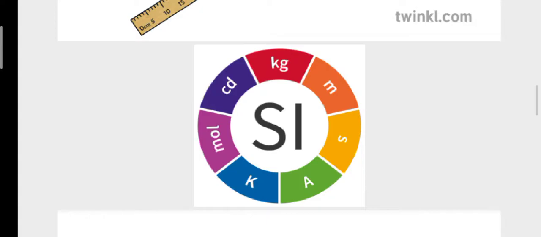Now you will say, ma'am, we are measuring atoms in terms of atomic mass unit. Definitely, we are measuring the mass of atoms in terms of atomic mass unit. But what is atomic mass unit? One atomic mass unit is 1/12 the mass of a single carbon atom.